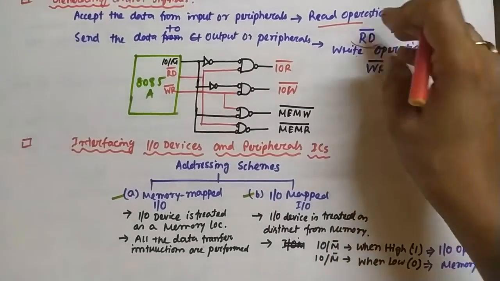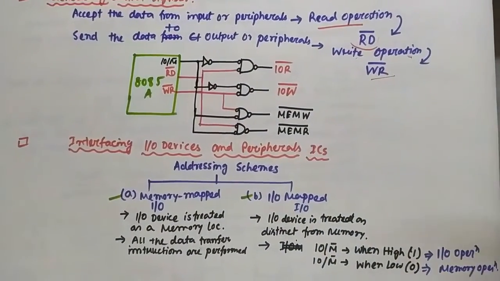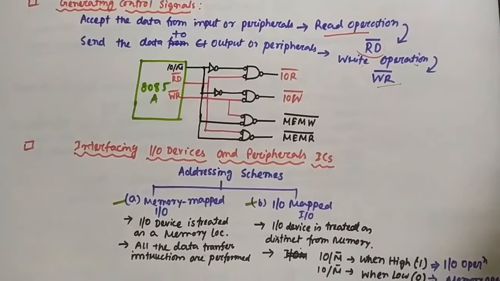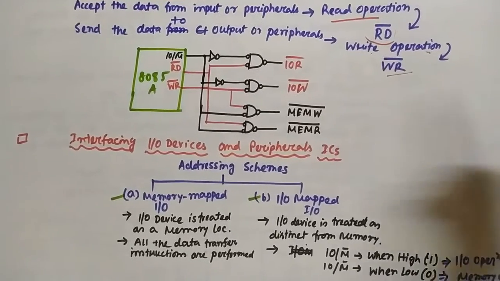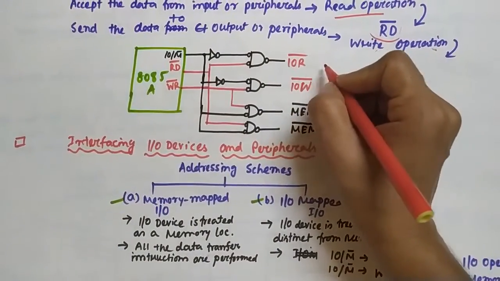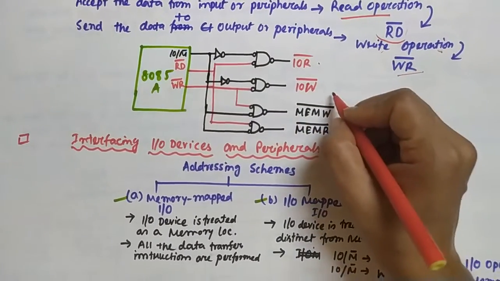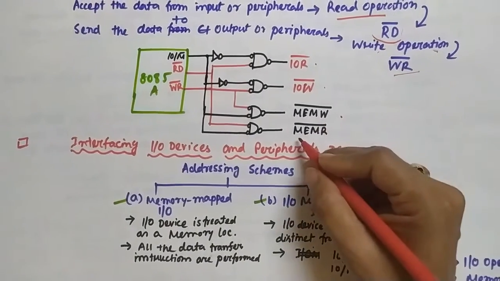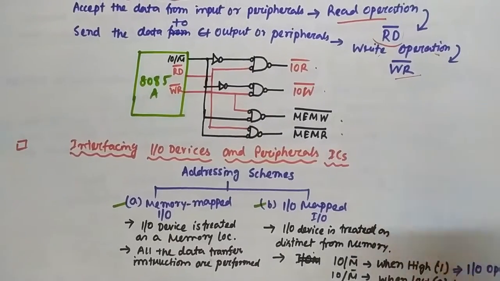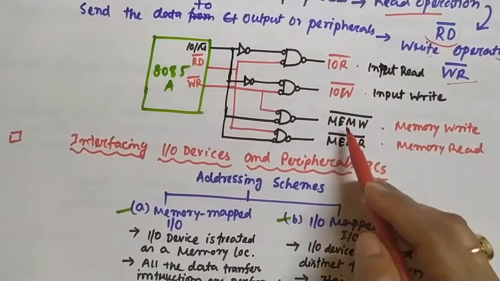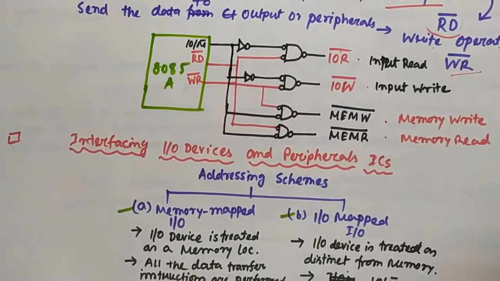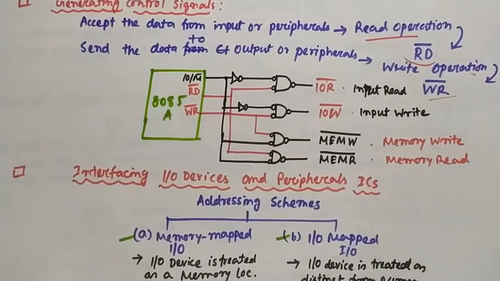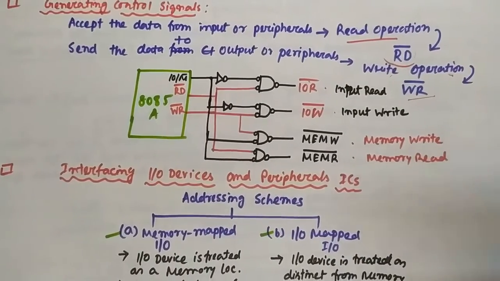But when this signal is collaborating with the input-output operation, then the 4 signals are going to be generated. That is IOR bar, called the input read, IOW, that is input write, MEMW, memory write, and MEMR, that is memory read. So by this particular signal generation, the operator can understand what type of operation is going on. Now let's check how the control signal is going to be generated.